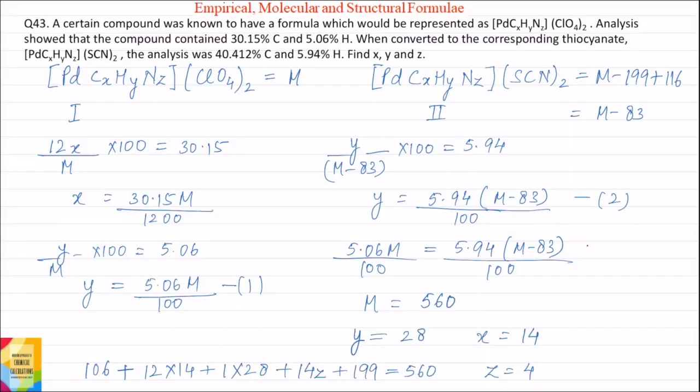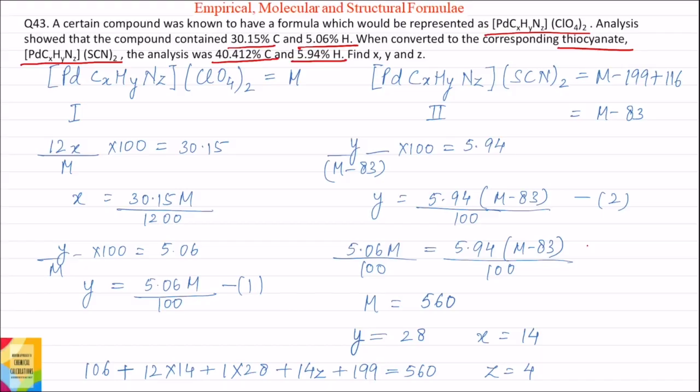Question 43. A certain compound was known to have a formula which would be represented as, ये है given formula. Analysis showed that the compound contained 30.15% carbon and 5.06% hydrogen. When converted to the corresponding thiocyanate का formula ये है. The analysis was 40.412% carbon and 5.94% hydrogen. Find X, Y and Z.